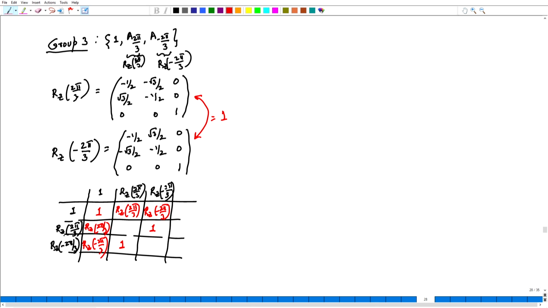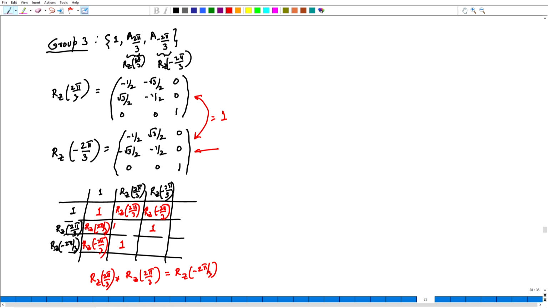If I multiply, let us say, the matrices Rz 2 pi by 3 and Rz 2 pi upon 3, the 2 being basically the same matrix, my result will be a matrix which would be basically minus 120 degrees. We will get this as the matrix on this multiplication. So, this would be equal to Rz minus 2 pi upon 3.